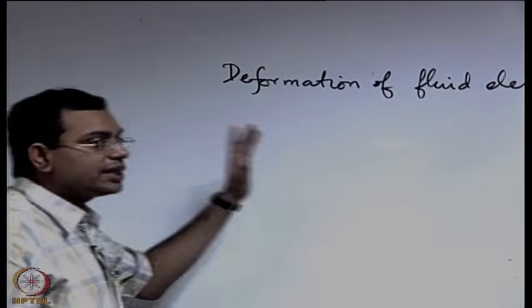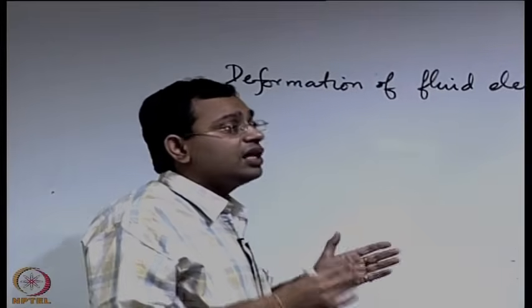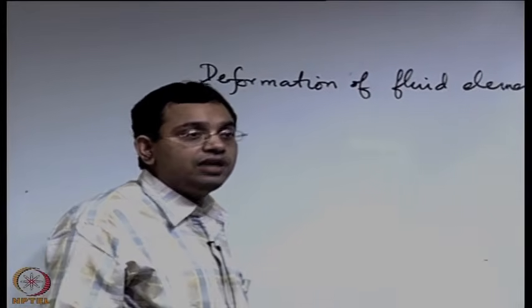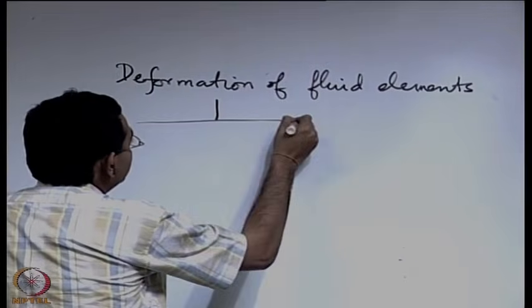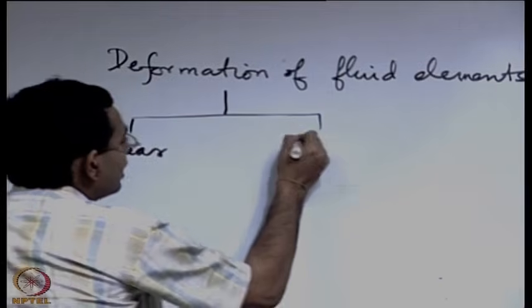Once we understand that, it will be possible for us to mathematically express different types of deformations in terms of the velocity components, say u, v and w. When we do that, we have to keep in mind that we will essentially be concerned with two types of deformations: one is the linear, another is the angular deformation.